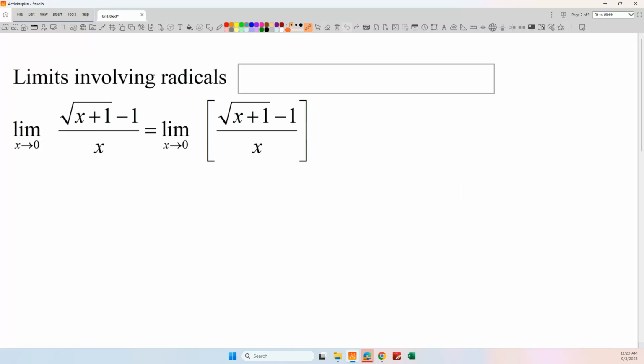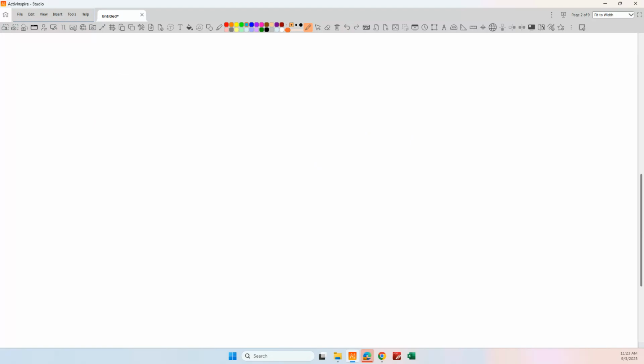Like, what if you make it the radical x plus 1 over x minus 1 over x? Doesn't really change anything meaningful. I'll remind you about something, though. If I have a sum of two terms and I multiply that by its conjugate, what's the result?